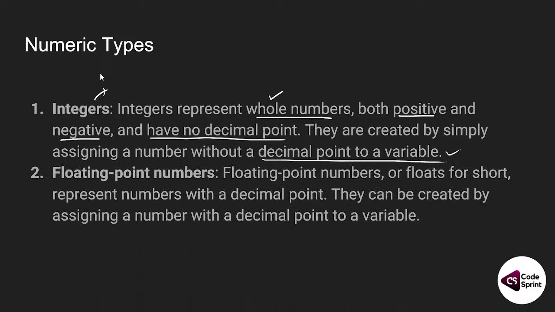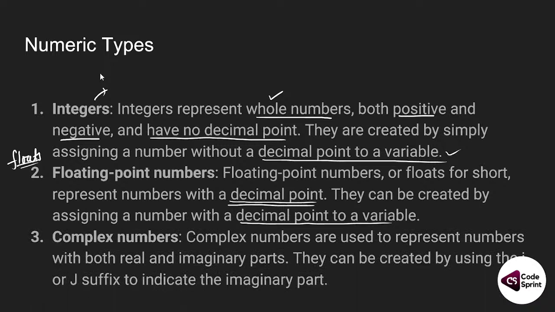For decimal points, we need to use float. Floating point numbers, or we just say float, are used for decimal points. If we want to represent any decimal point, then we need to use the float data type, in which we can assign a decimal point to a variable. And afterwards, we have complex. As I have discussed, we use the j suffix for it.